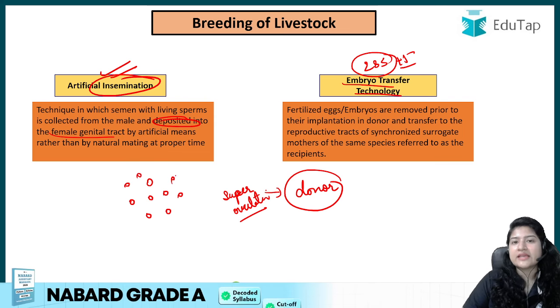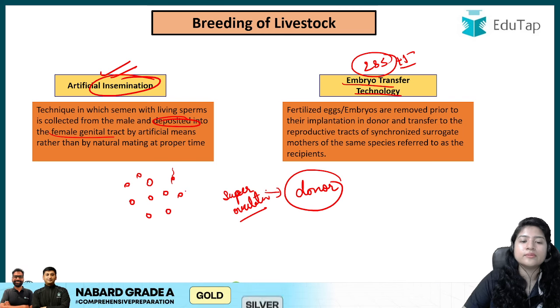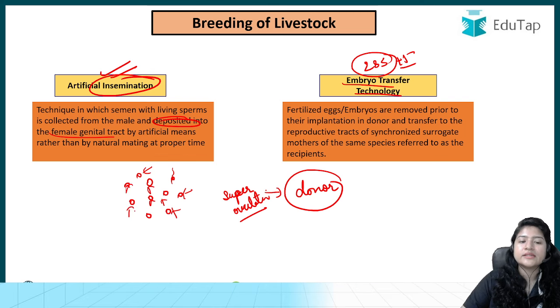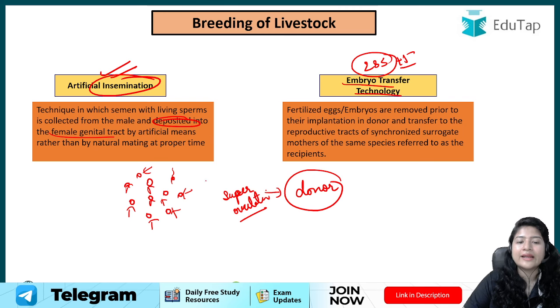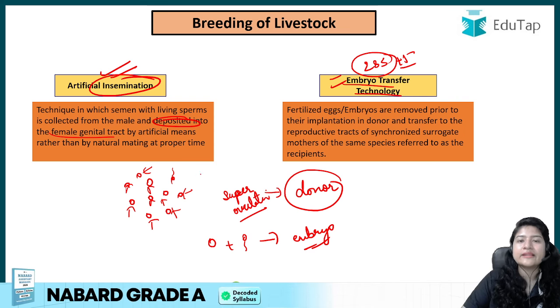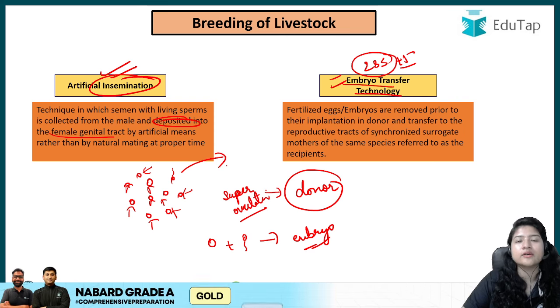Then these eggs are mated with the semen, the sperms, okay? Since there are millions of sperms in the semen, all these eggs are able to be fertilized. After that, when egg and sperm fertilize, it is known as an embryo. That is why it is called embryo transfer technology. So in the female body the eggs are first fertilized, and then these eggs are taken out from the female body before they can implant themselves inside the female body, okay?